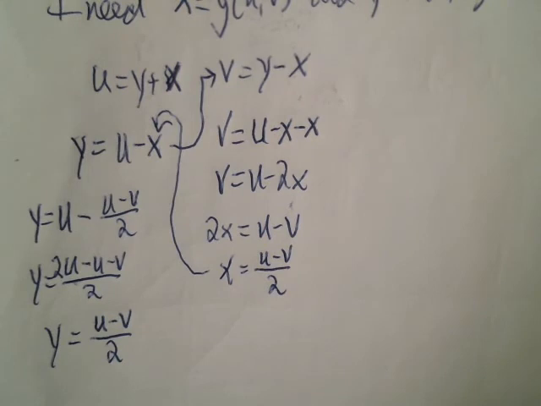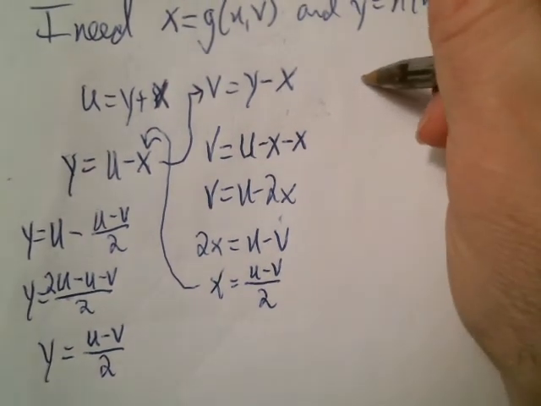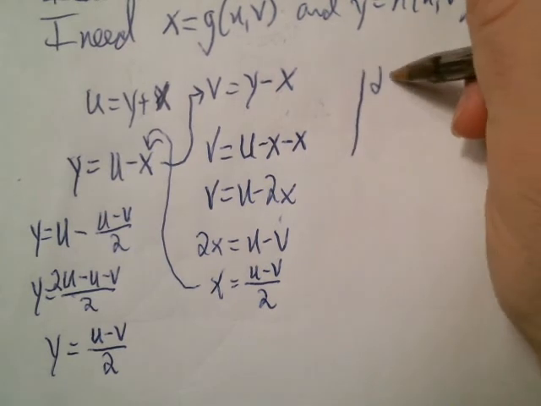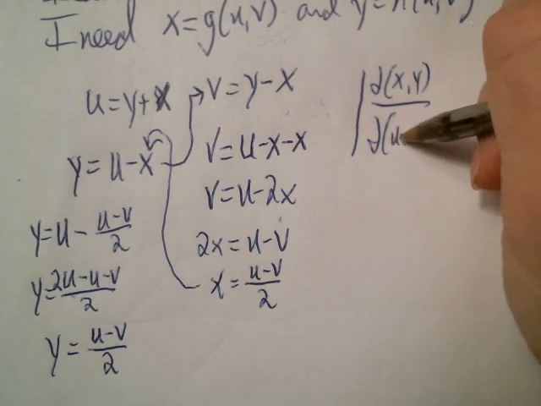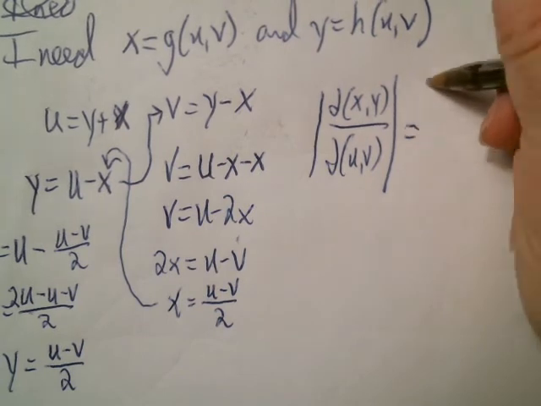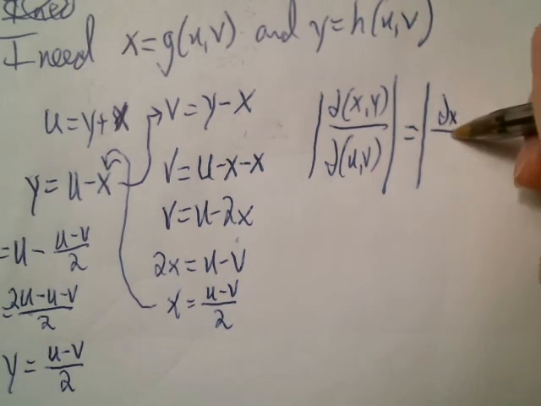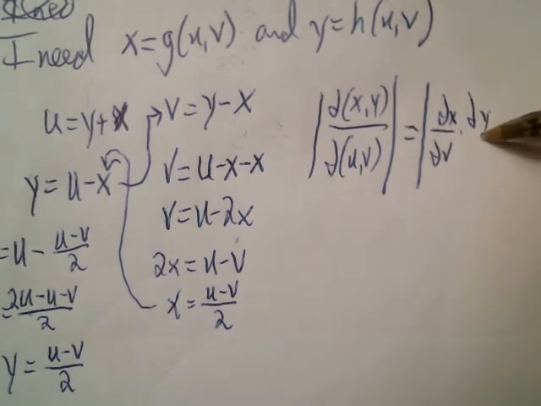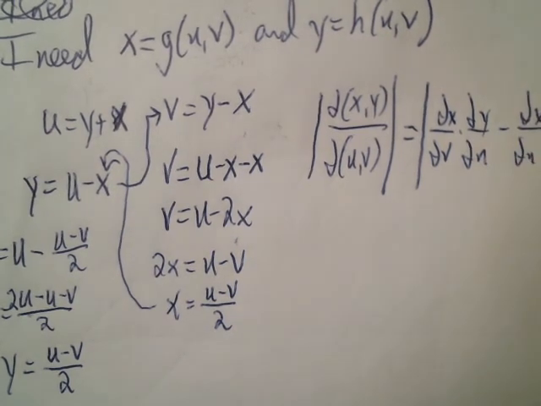Now I want to get the Jacobian. Hopefully I'm not screwing up the symbols. I believe it was this in general. But what was it? It's the absolute value of the partial of x with respect to v times the partial of y with respect to u minus the partial of x with respect to u times the partial of y with respect to v.